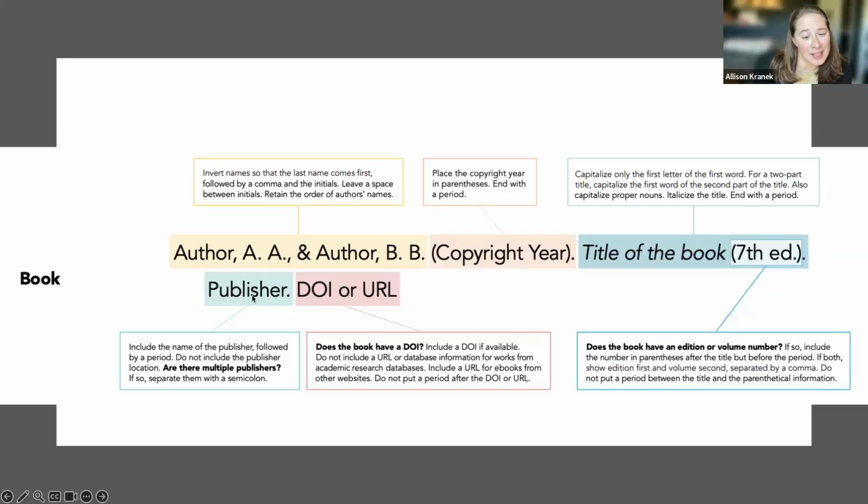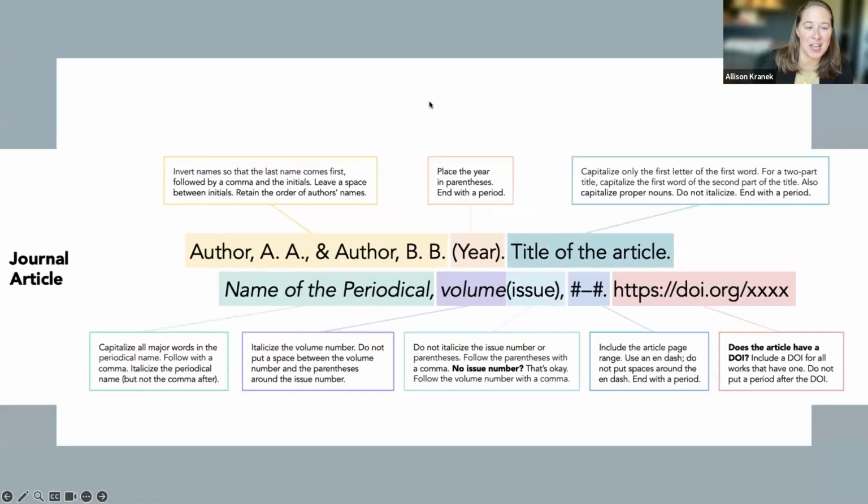And then remember that last bit of information is the source. So in the case of a book, that's going to be the publisher. If it's an ebook or a digital book, it might also have a DOI or a URL. So kind of general author, date, title, and source information. So it gets pretty simple with books.